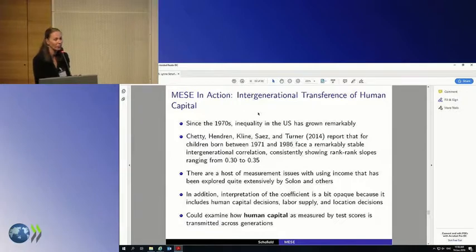And we decided, well, what if instead we used these measures of human capital that we have along the way? And we tried to measure a mother's human capital with a particular test score, and then her children's human capital, with measurement error, using a test score as well.